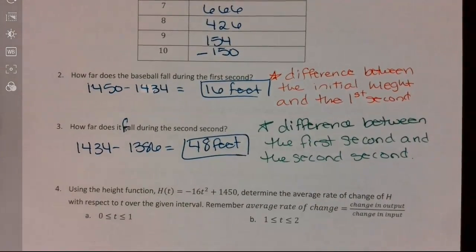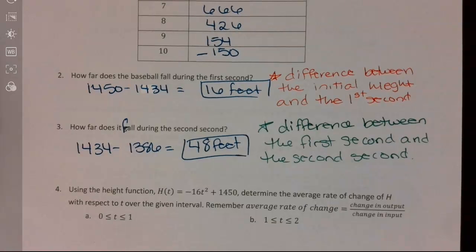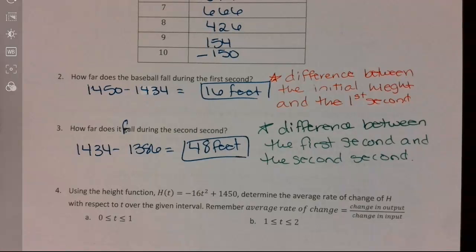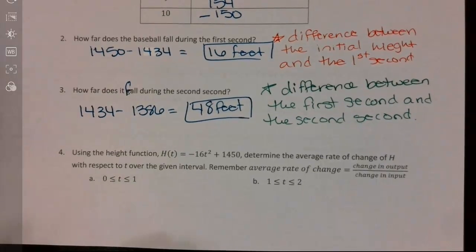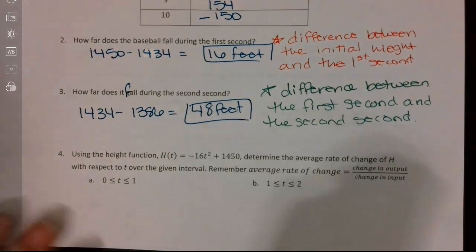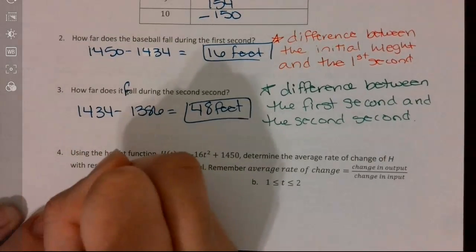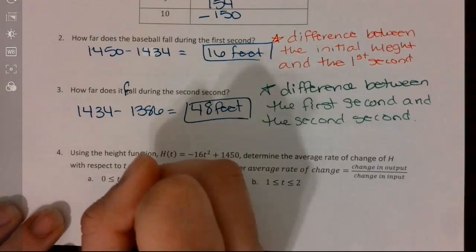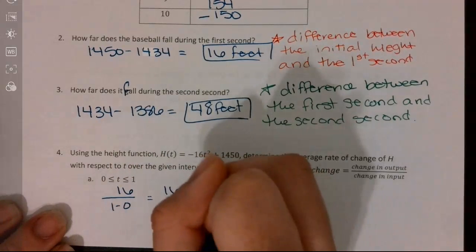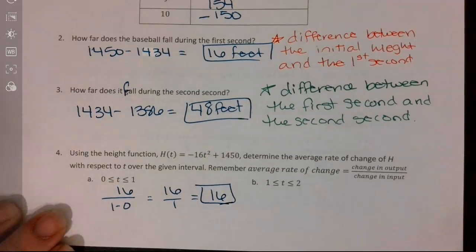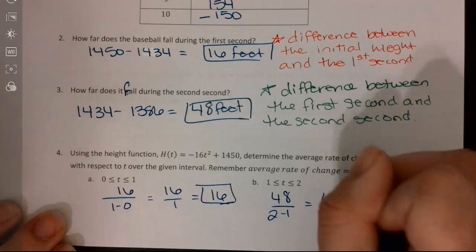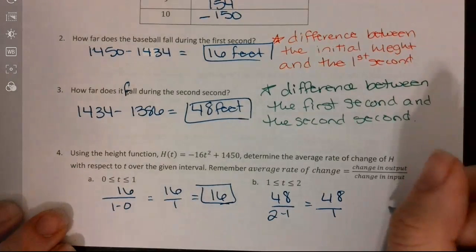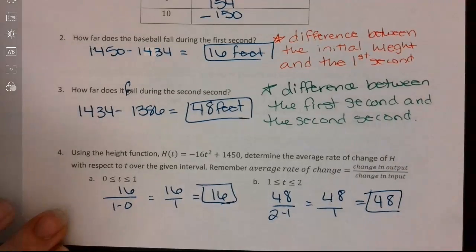So this one wants us to find the rate of change, which is the change in output divided by the change in input. The change in output was our answers for 2 and 3. So for A, this was 16 over 1 minus 0, which gives me 16 over 1, which is still 16. And for number B, I'm going to use number 3, so that's 48 over 2 minus 1, which is still 1. So I get 48 as my answer for B.